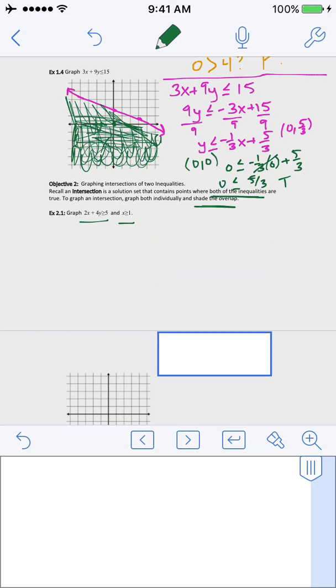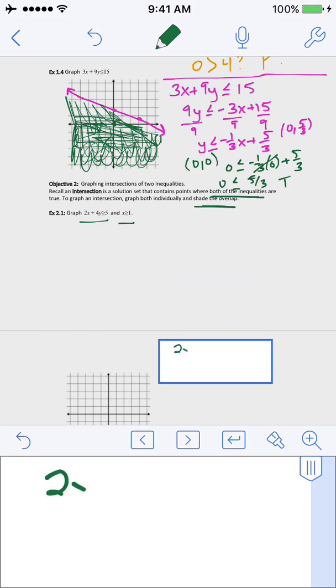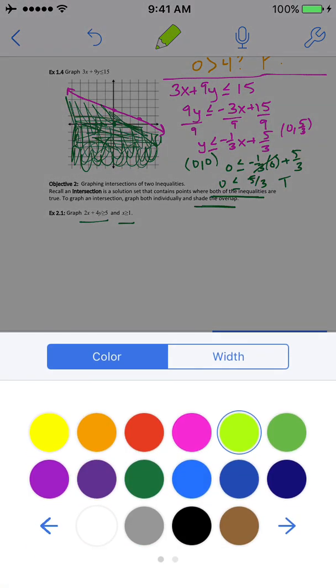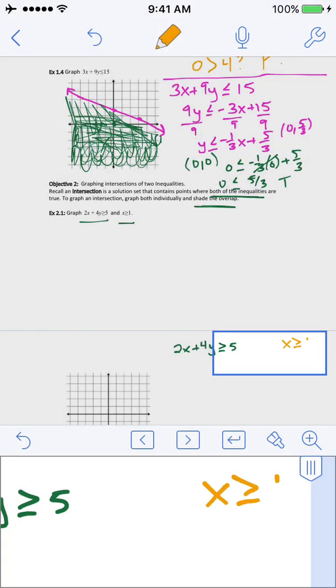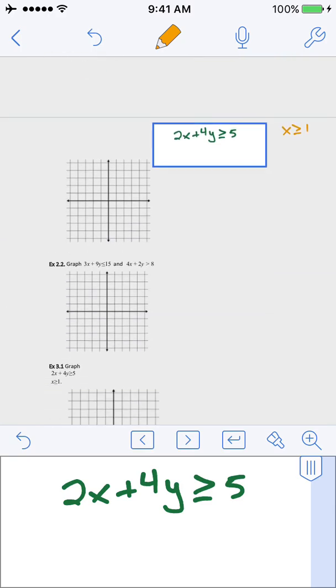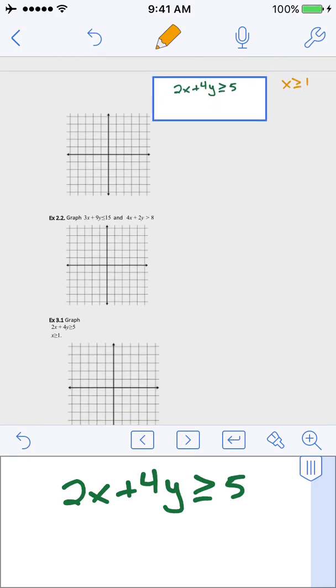But just in case, let's go ahead and rewrite them over here. So we've got 2x plus 4y is greater than or equal to 5, and we'll do the other in a different color: x is greater than 1. We're going to come back to that one in just a sec because I agree with you, it does look a little weird. But it's not too much different.